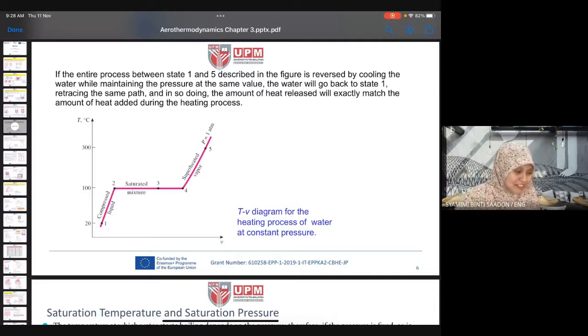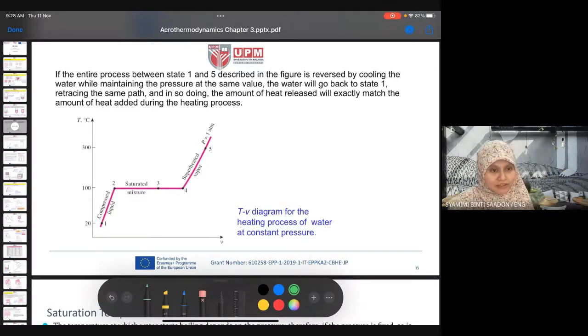So in the T-v diagram we also have isobar lines. Sometimes this isobar line changes with different substances. For example, this T-v diagram: one diagram is valid for one substance. So this diagram in this figure here is the T-v diagram for water, only for water.